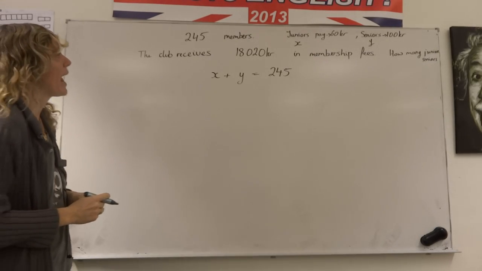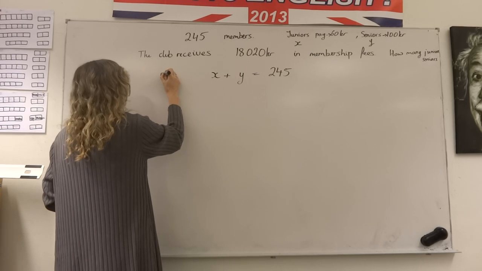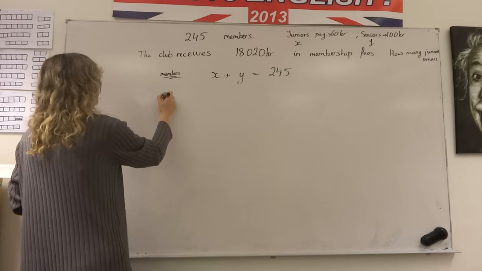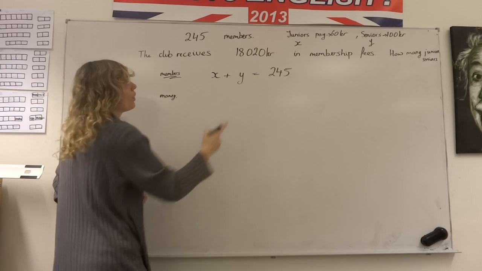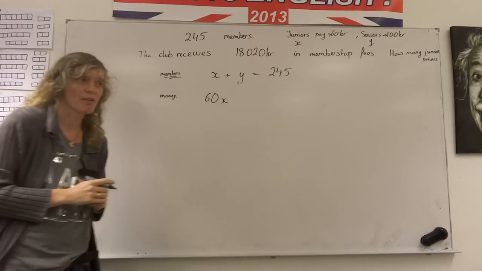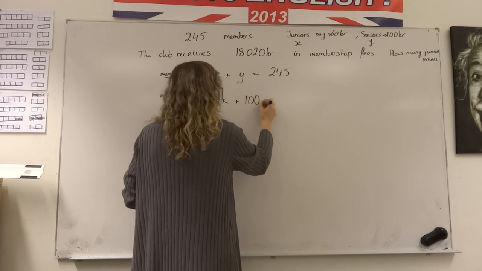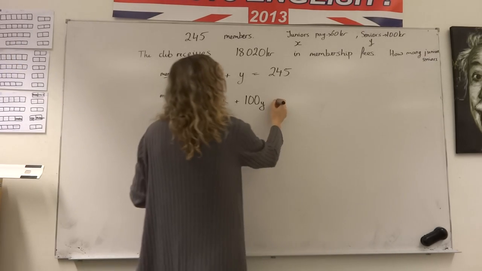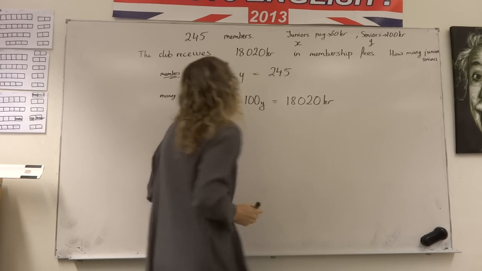We also know that every junior pays 60 kronas. So this is just in terms of number of members. But we also know something about the amount of money that we can get from all of these members. If every junior pays 60 kronas, that's 60 times x, plus every senior pays 100 kronas, 100 times the number of seniors, and we're going to get 18,020 kronas.